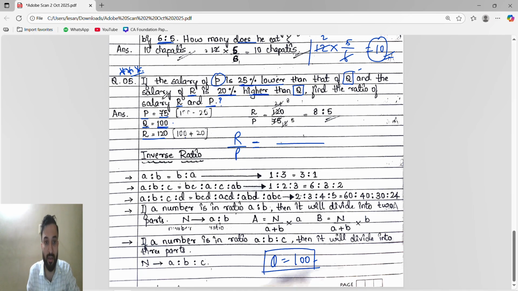You have to find the ratio of salary of R and P. It's not P and R. Understand? R and P. So R is 120, P is 75. So the ratio should be in simplest form. So yeah, it will go by 5.